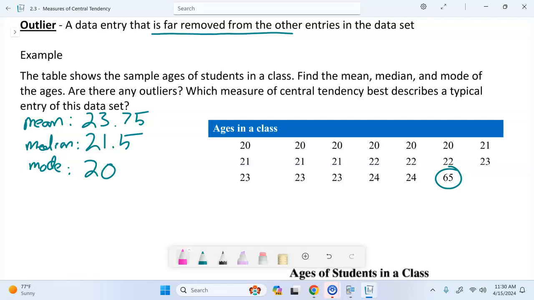Because it's pretty much around the same age as everyone else. It's close to the other ages. Yes, ma'am. I think it would be median because it doesn't take into account the 65, especially when it's asking what's the measure of central tendency that best describes a typical entry of the data set. That's true. Both of those don't take into account that 65. So both of those are not affected by the outlier. Why is median better than mode?